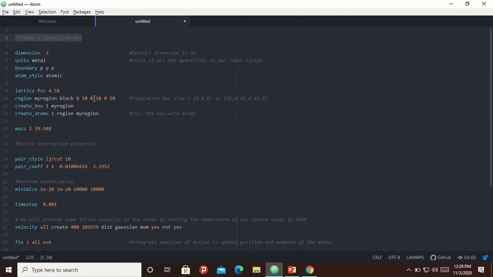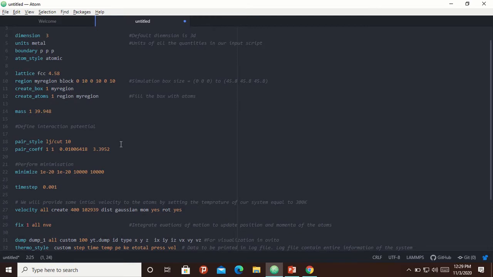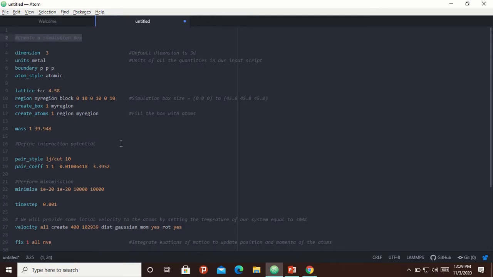So to have a basic idea of how we can start writing our input script for various types of systems that we can study. Okay, so the first step is to create a simulation box. This is a box that is going to contain the atoms, and those atoms are going to interact with each other. So the first step is to create a simulation box.